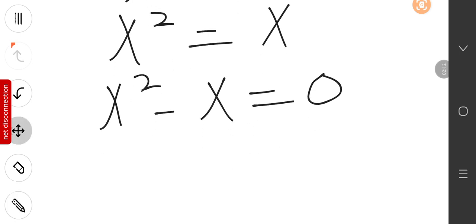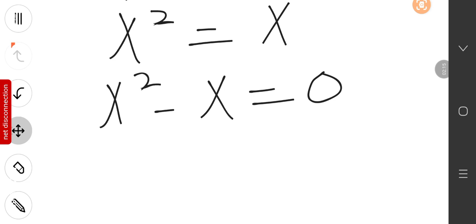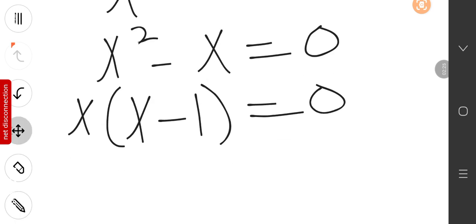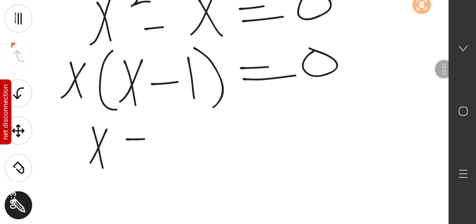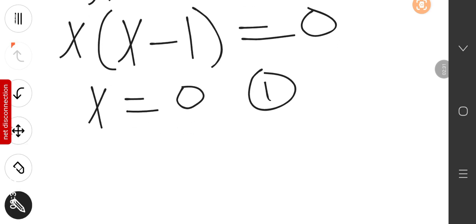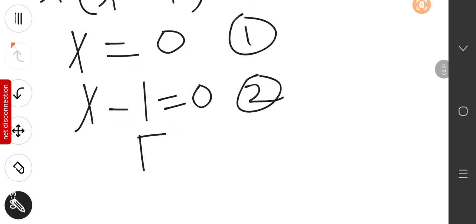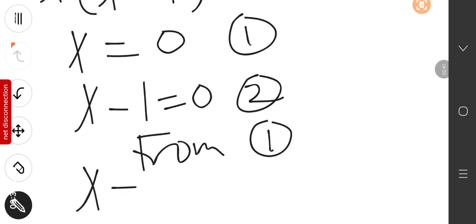So this is a quadratic equation. It has a degree of 2, and so we are supposed to get 2 answers. So let's factorize. So you have x times x minus 1 equals 0. So you are going to have x equals 0 being equation 1, and then x minus 1 equals 0 being equation 2.